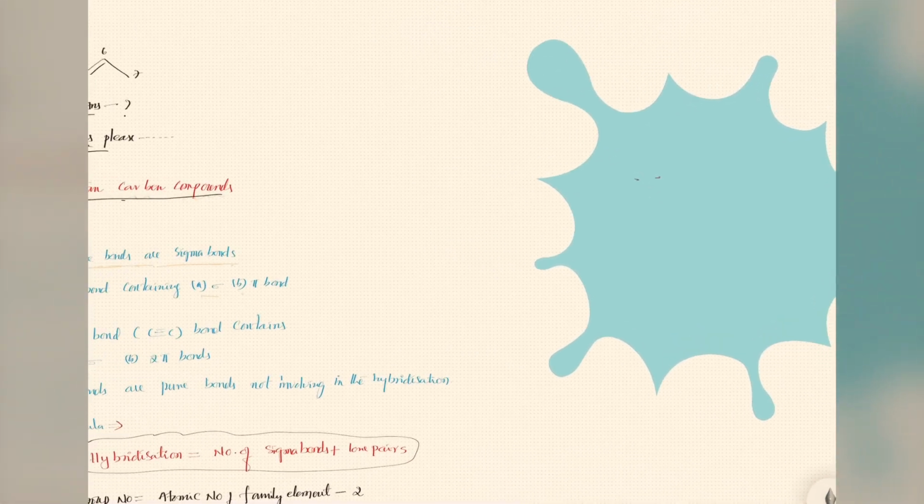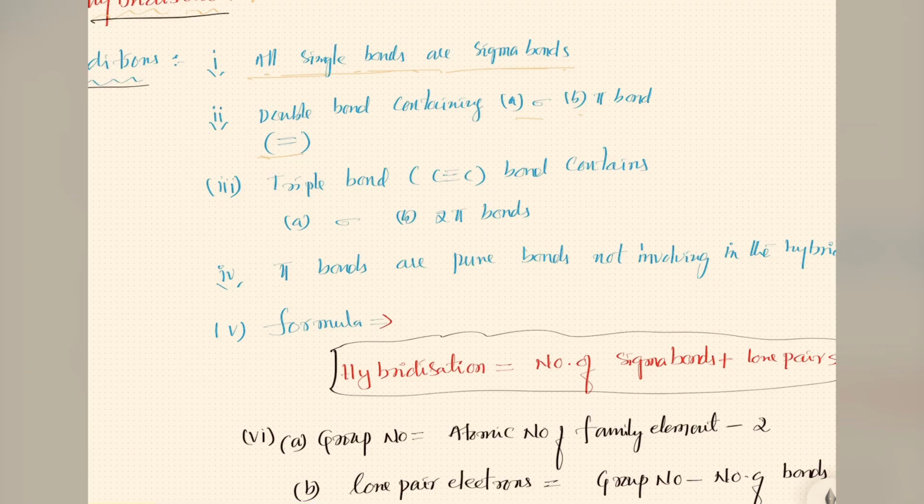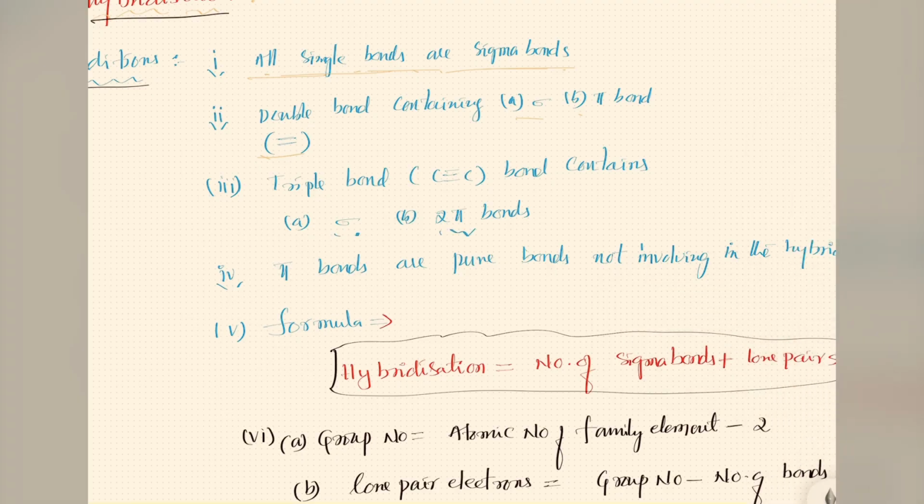See, a single bond, that is a sigma bond. Any single bond you see can be considered a sigma bond. Clear? Now, a triple bond we can consider as one sigma and two pi bonds. Okay, students.